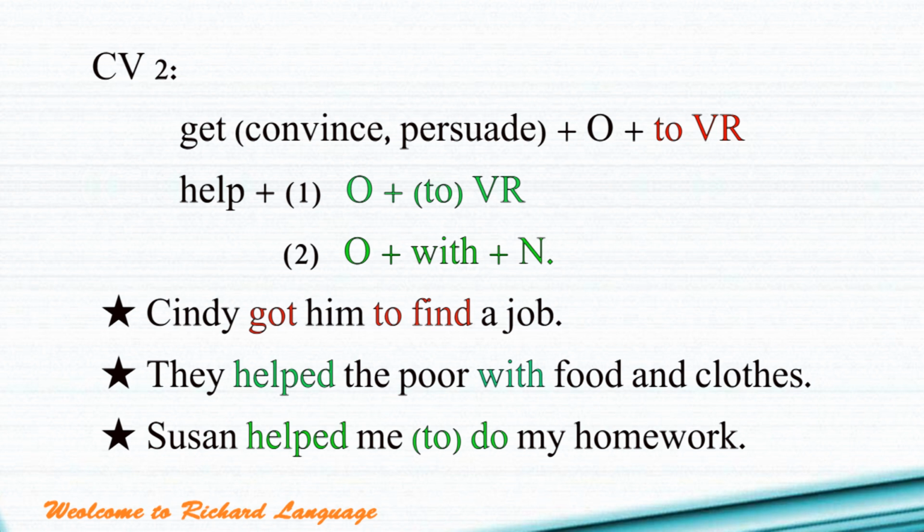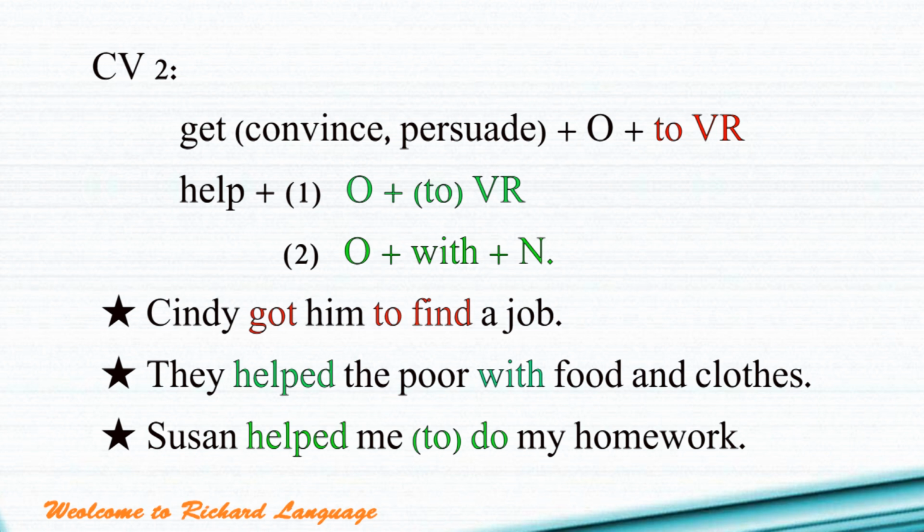Okay, right now let's talk about another kind of causative verbs. The first one is get, and here get means convince. Whenever you use get, you use an object, then you use the infinitive. Infinitive means to be. So that's the way we use it. Why did we classify it into another category? Because here we don't use the VR, we use the to V infinitive. That's the key point you have to notice.